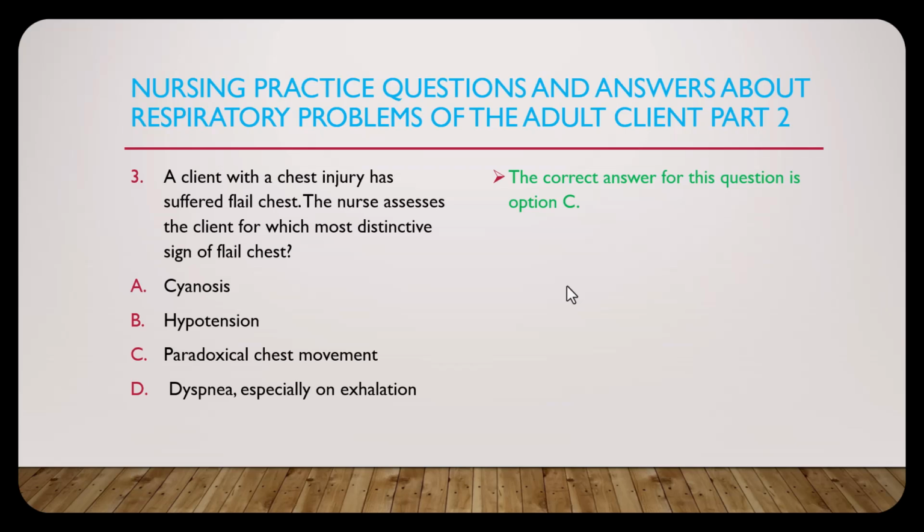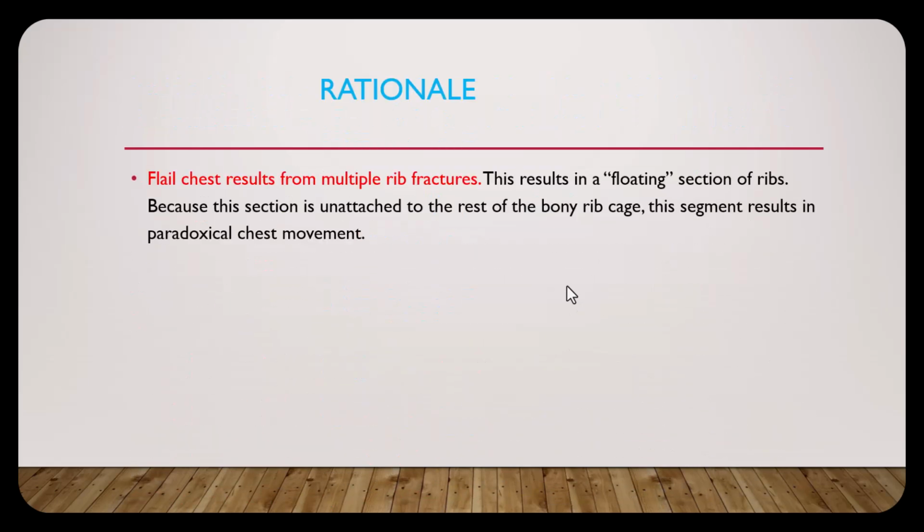Now, the correct answer for this question is option C, paradoxical chest movement. Now let's move to the rationale. Flail chest results from multiple rib fractures. This results in a floating section of ribs because this section is detached from the rest of the bony rib cage. This segment results in paradoxical chest movement.